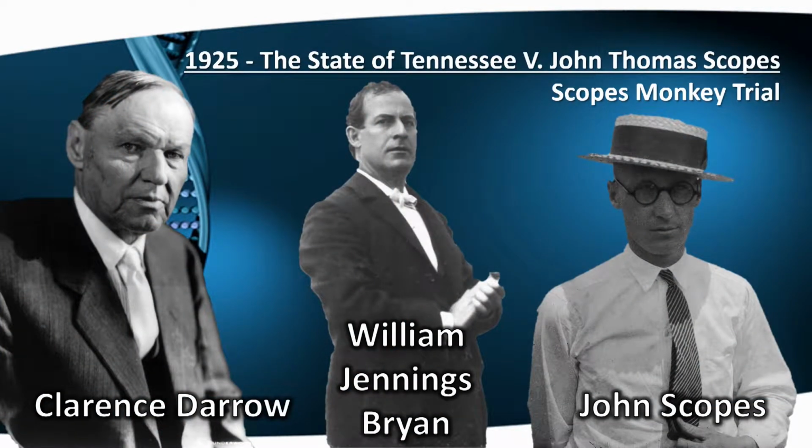And let's go back to 1925. There was a trial, the state of Tennessee versus John Thomas Scopes. It was also known as the Scopes monkey trial. John Scopes was accused of violating Tennessee's Butler Act, which made it unlawful to teach human evolution in any state-funded school. Scopes purposefully taught evolution to challenge the Butler Act. William Jennings Bryan was a three-time presidential candidate. He argued for the prosecution, and Clarence Darrow, the famed defense attorney, spoke for Scopes, and he was an agnostic.